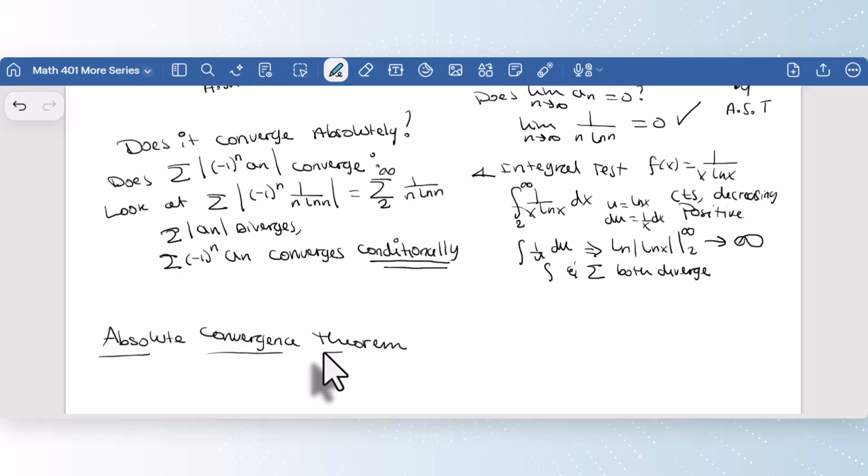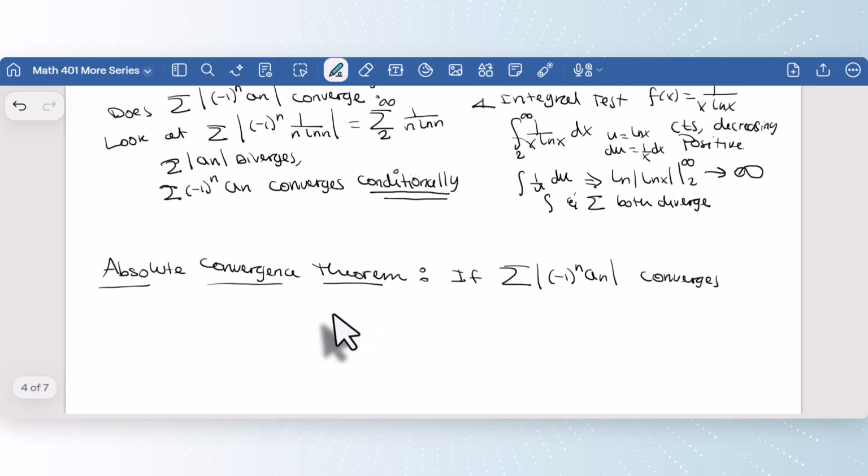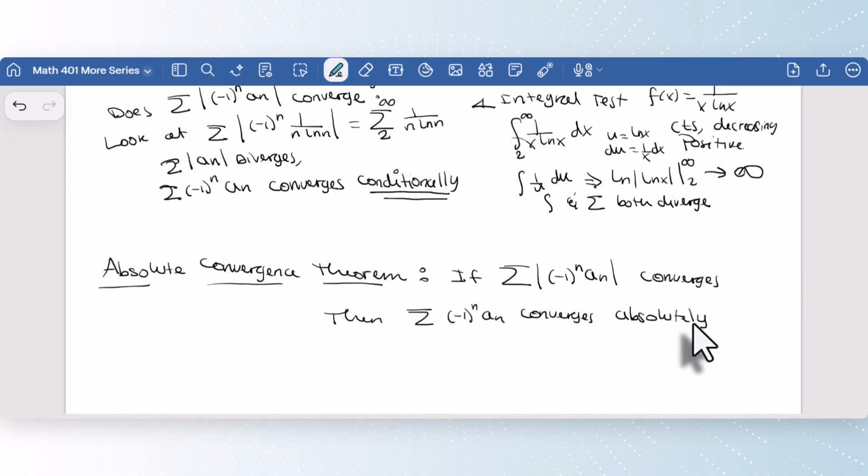The absolute convergence theorem tells us that if the absolute value of a given alternating series converges, then the series converges, the original series without the absolute value, converges absolutely. So sometimes when trying to determine if an alternating series converges, you can just take the absolute value of it, see if that converges, because then the whole series will converge. So the series converges absolutely.